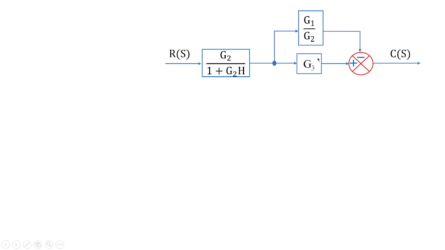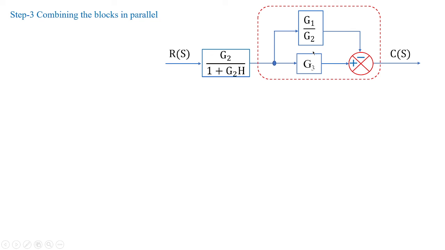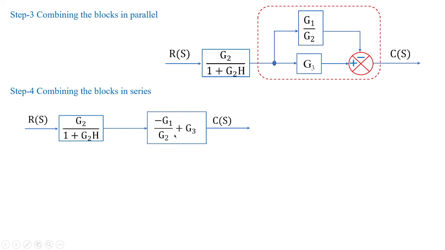Once this is done, you can see this parallel combination can be easily removed with the help of G1 by G2 plus G3, and you have this minus sign. So you have to take the combination of this thing. You can see here I have taken minus G1 by G2 plus G3. Why this minus? Because minus is multiplied with the numerator of G1. That's why it is minus G1 by G2 plus G3. This is one block and this is another block.